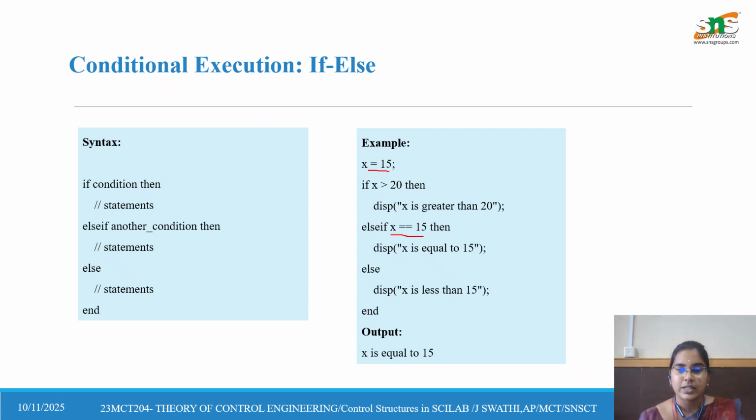So I am going to take the value as 15 and compare with the first statement, greater than 20. No. Next, else if equal to 15, it displays equal to 15. So coming to the conclusion, equal to 15, because my x value is equal to 15, the second condition is satisfied, and automatically x is equal to 15 will be displayed as output.